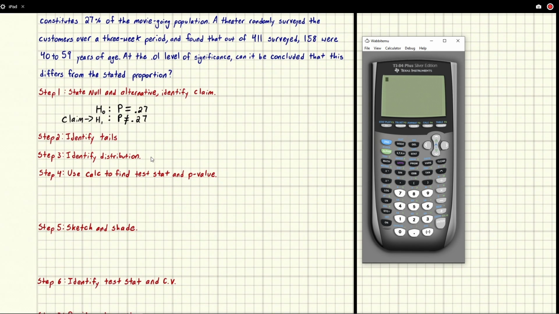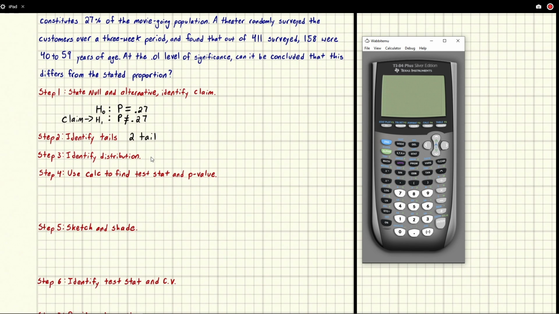Step number 2, identify the tails. We can identify the tails simply by looking at the alternative hypothesis and the symbol that's used. Here it's a not equals to sign, and not equals to means that there can be an error below or above the stated null. That means it's a two-tail test, because of the not equals to.